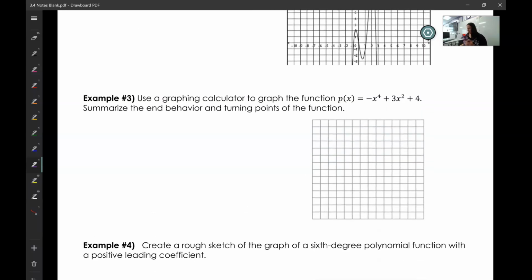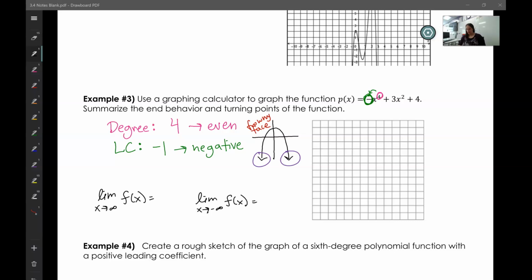We're going to do number 3. I want you to start this one listing the degree, which is the highest exponent, and the leading coefficient, and then deciding what shape it's going to be. Pause the video, try that out on your own. Ready, set, go. Okay, the degree of this one, or the biggest exponent, should be a 4. That's the biggest, which is even.